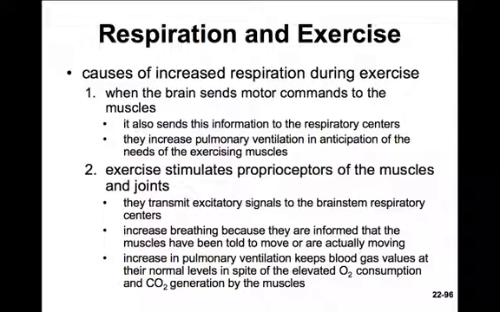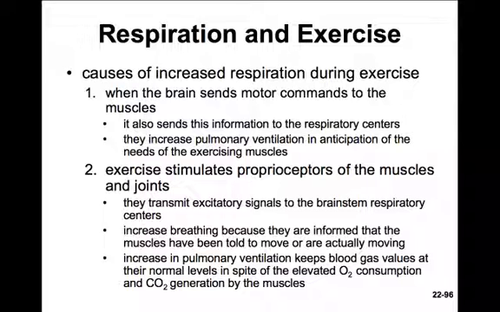The brain will send motor commands to the muscles. At the same time as the brain sends motor commands to the muscles to increase their activity, it also sends information to the respiratory centers. So we see an increase in pulmonary ventilation in anticipation of the needs of exercising muscles. There's also a phenomenon where if you're running and you look and see a big hill, the respiration rate and heart rate will increase in anticipation of climbing that big hill.